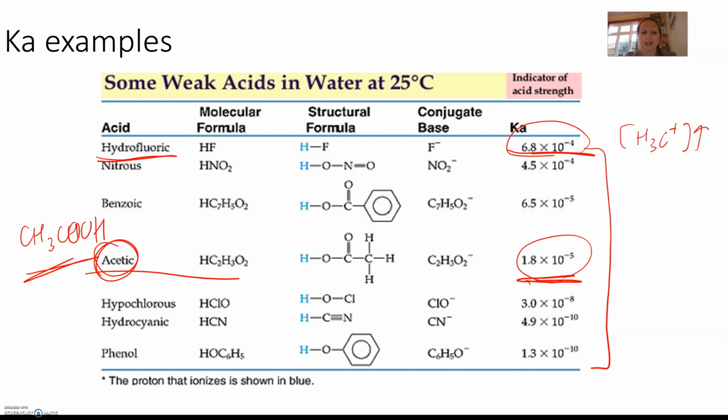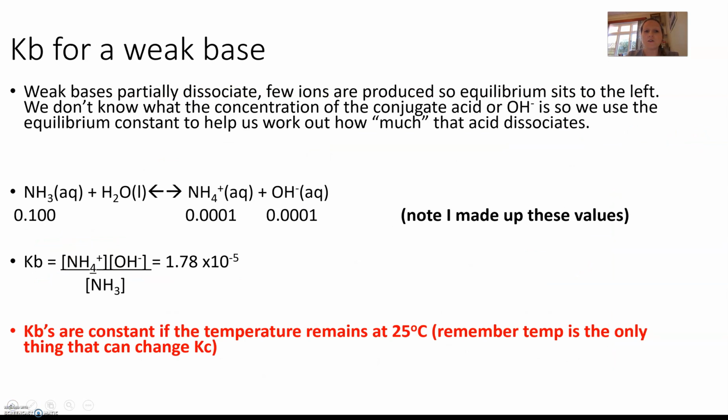So for a weak base, it's a Kb, and again, weak bases partially dissociate. Most of them remain intact, very few ions. And you can see I've made up these values again just to show you that if you've got a 0.1 molar concentration of NH3, you've got very few ions in your solution. So I've just made them up. We can write our equilibrium constant by doing products divided by reactants and ignoring the liquid water, and that's its Kb.